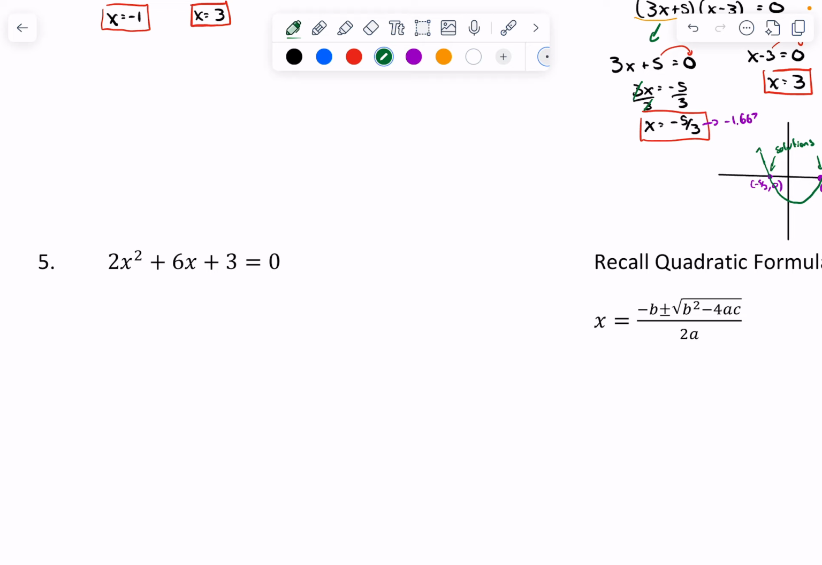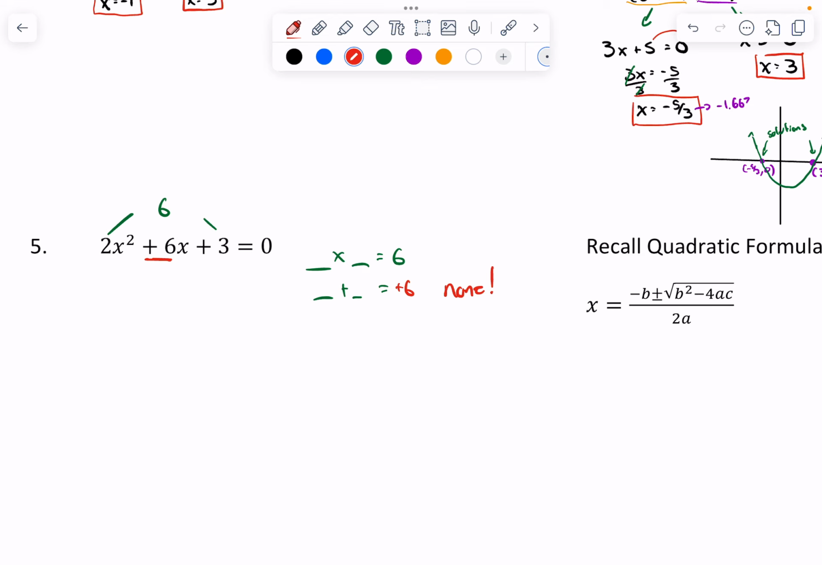All right, then go through decomp. That's the next method. Take these two numbers and multiply them. You're going to get 6. So you need two numbers that multiply to give you 6, and those same two numbers have to add up to the middle term, plus 6. Well, what are the multiples of 6? 1 and 6, 2 and 3. But there's no combination that would add up to 6. So none. This is where decomp fails us, so we have to use the quadratic formula.